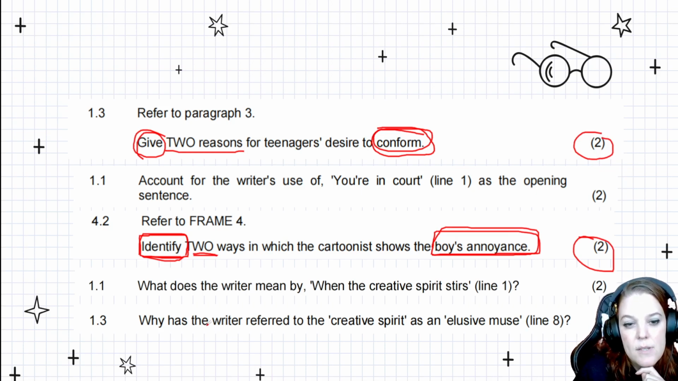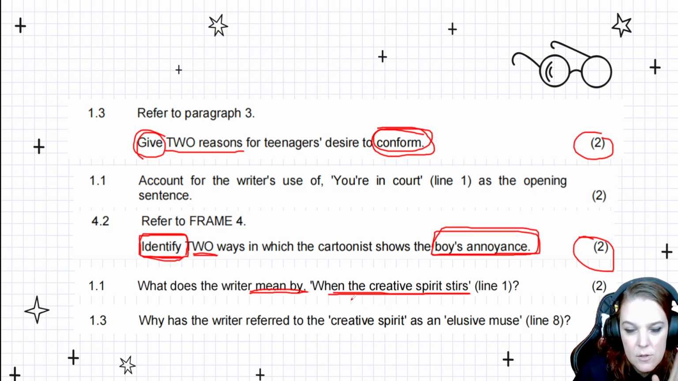Let's have a look at the next one. What does the writer mean by when the creative spirit stirs? So this is something that they purely want you to break down what the writer is saying. So you have to infer, or you have to try and figure out what they're saying based on what's here.